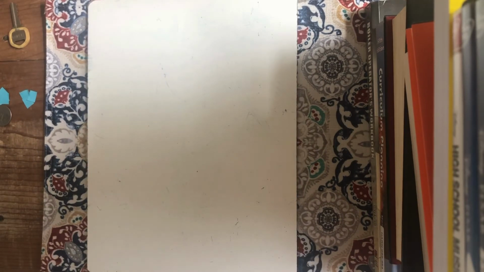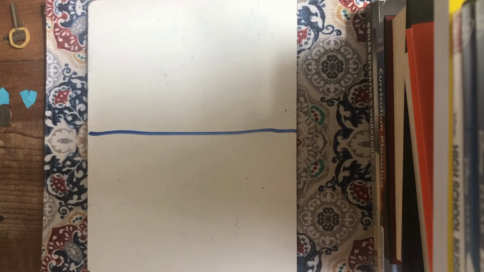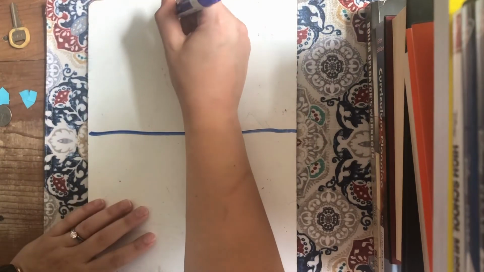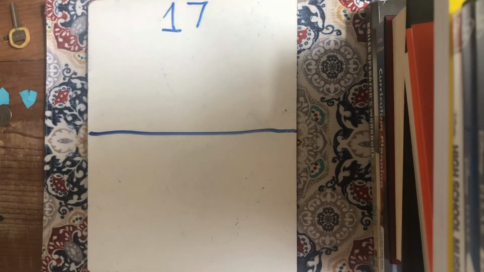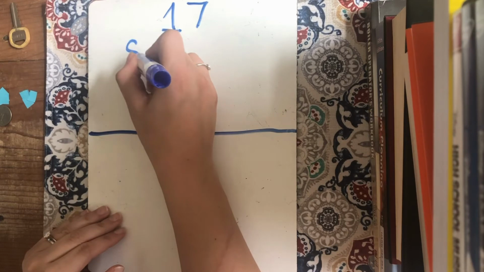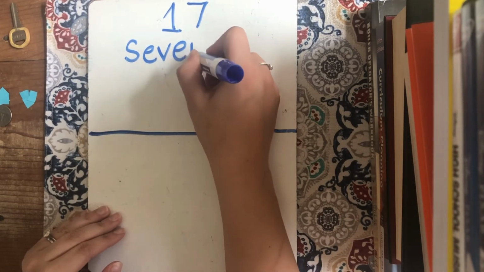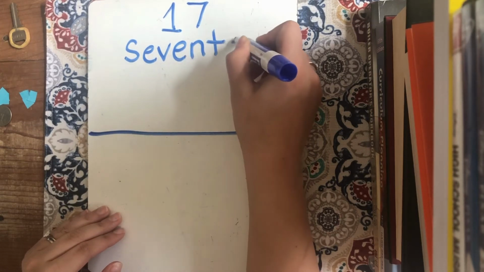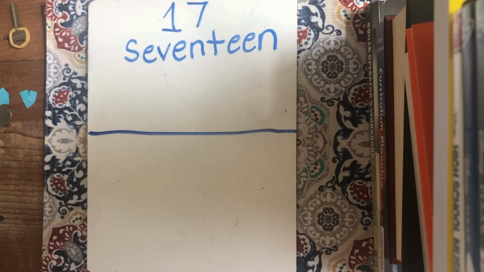We are now on Math Journal 2. I'm going to divide our board in half. Our number today is going to be 17. So that's a 1 and a 7. We are going to spell out the number 17. S-E-V-E-N-T-E-E-N. 17.